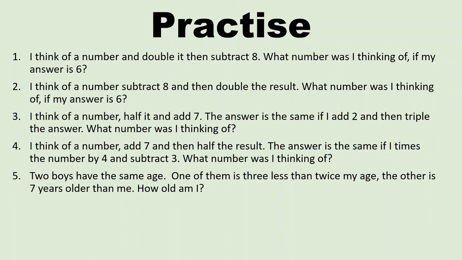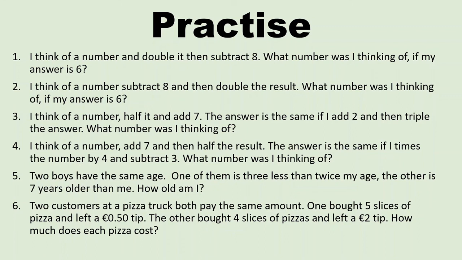I don't know how old either of the boys are, but I know they're equal to each other. But the other thing I don't know is how old am I? Go ahead and choose your variable carefully, set up that equation, solve it, and don't forget your check. Question 6. Two customers at a pizza truck both pay the same amount. Same amount. Again, I'm thinking if they're the same, something's equal here. One bought 5 slices of pizza and left a 50-cent tip. The other bought 4 slices of pizza and left a €2 tip. That was generous. How much does each pizza cost?